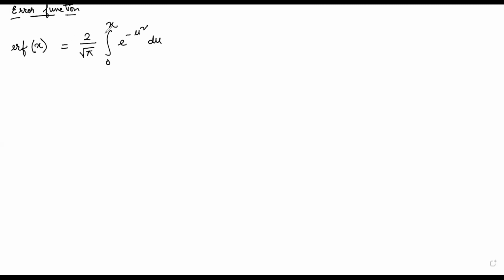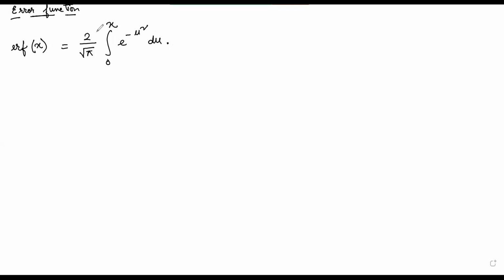What is x here? Here x is the upper limit of the integration. This integration is called the error function, and it depends upon the value of the upper limit x.